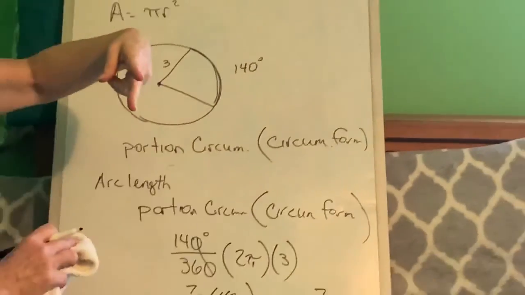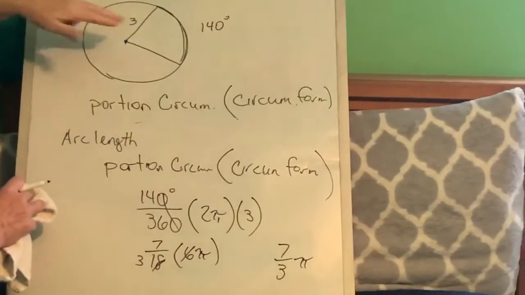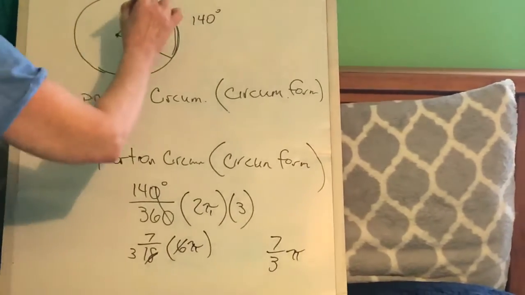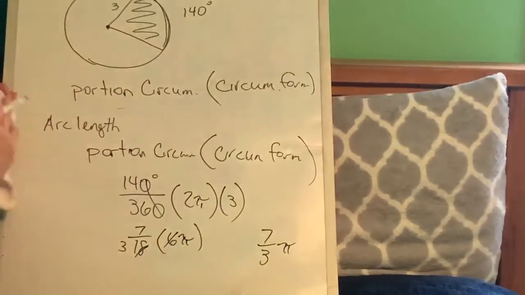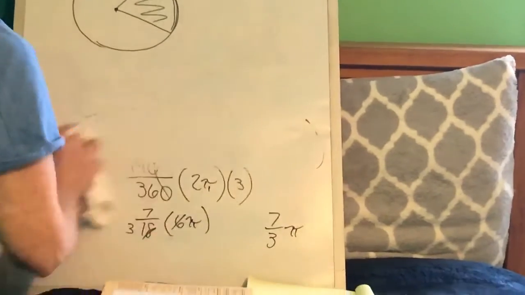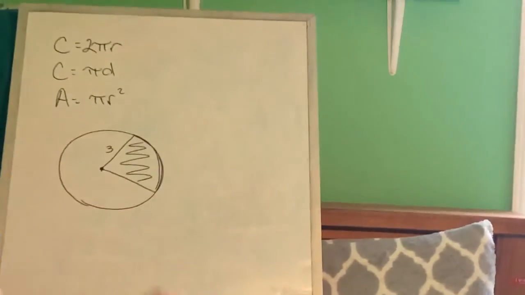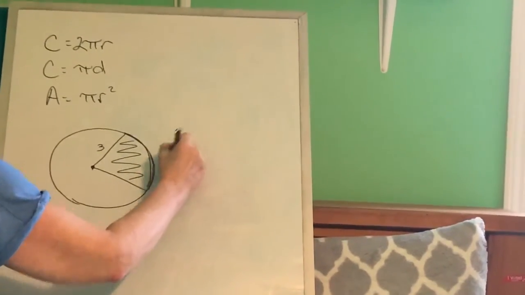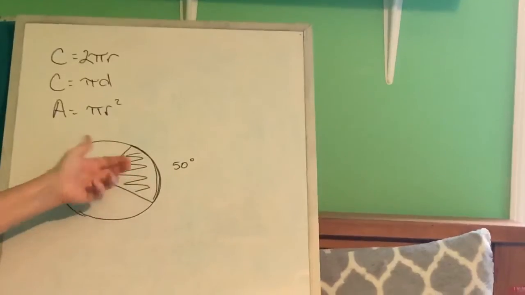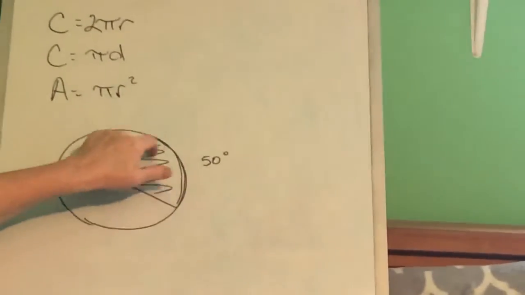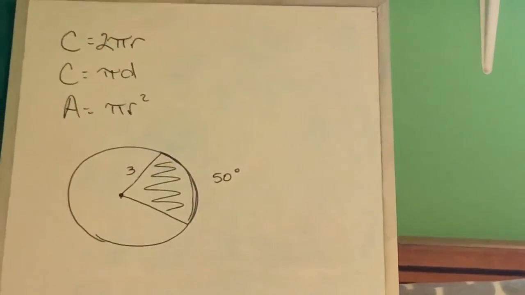And we have two ideas in this section in 11.6. We're going to find arc length, but we're also going to find the area of the sector. The sector is basically the piece of pie that we're looking at. Let's go back to 50 degrees and we'll look at that as well. Okay, instead of finding the arc length, now we want to find the area of this whole sector. Works just the same way.